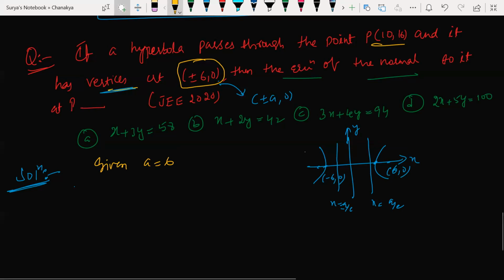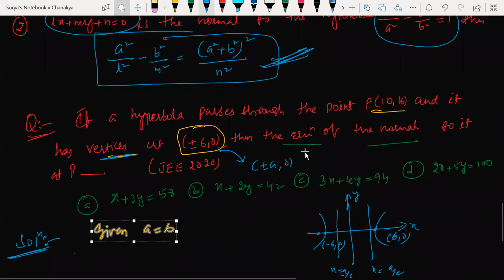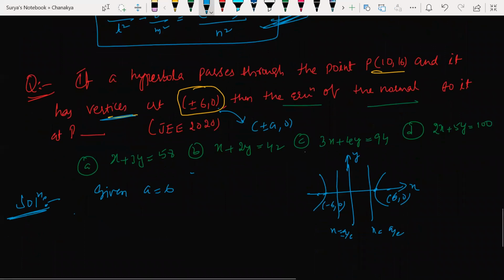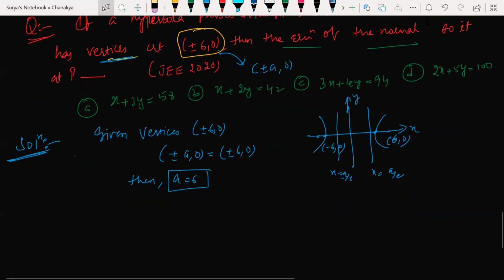Any doubts here? Oh, 1 second. Given a = 6. How are we identifying a = 6? Given vertices as (±6, 0), which is nothing but (±a, 0), which is nothing but (±6, 0). So then a is equal to what? 6 or not? Tell me. Yes or no? Yes. Look at this here. a = 6.